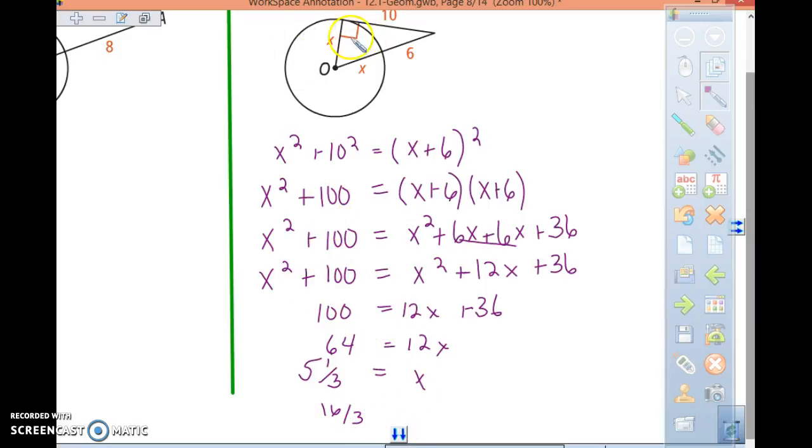So we aren't really using that theorem. We know it's a right triangle, so we don't need to assess whether it's tangent or not. We're just using the Pythagorean theorem.